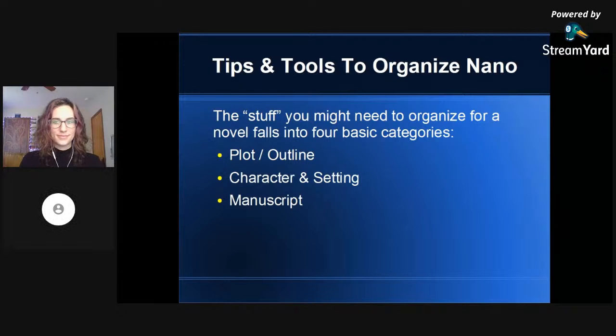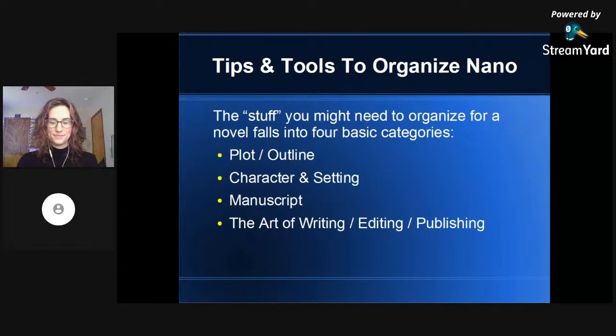The next category is your manuscript itself. This is pretty basic. It's what you've written. And the other stuff I find myself categorizing is like the tips and tricks and how to write well, what different things you need to look for in your editing process or your publishing process.